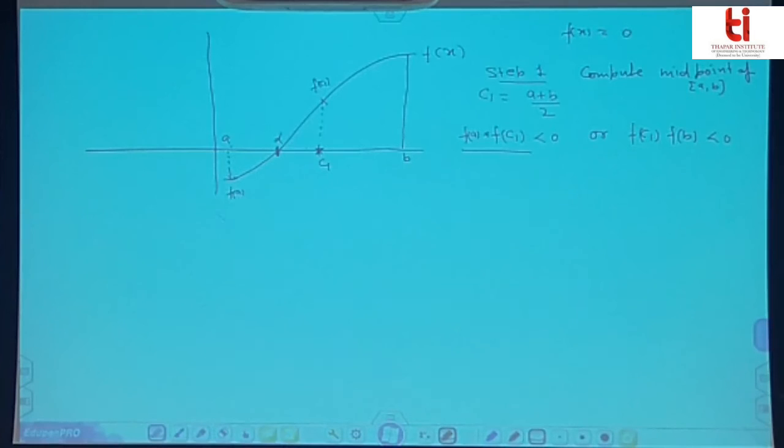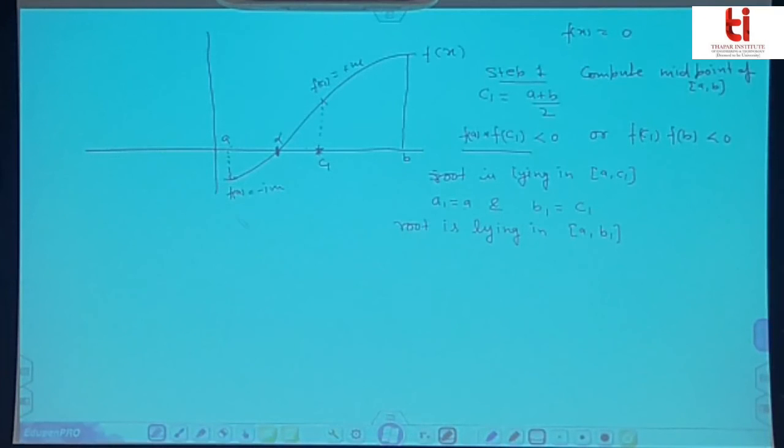That is, f of A is negative, f of C1 is positive. So this implies that f of A times f of C1 is less than 0. That means the root is lying inside the interval A, C1. So what we do, first we write A1 as A and C1 as B1, because this is the next interval in which the root is lying. So A1 we take as A and B1 we take as C1. So the root is lying inside the interval A1, B1.